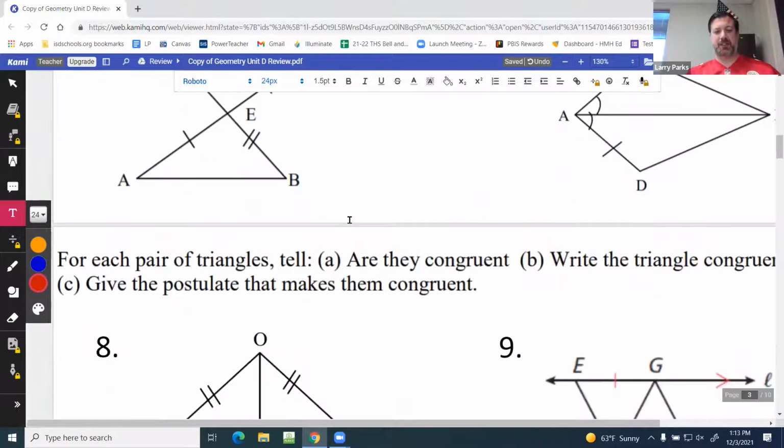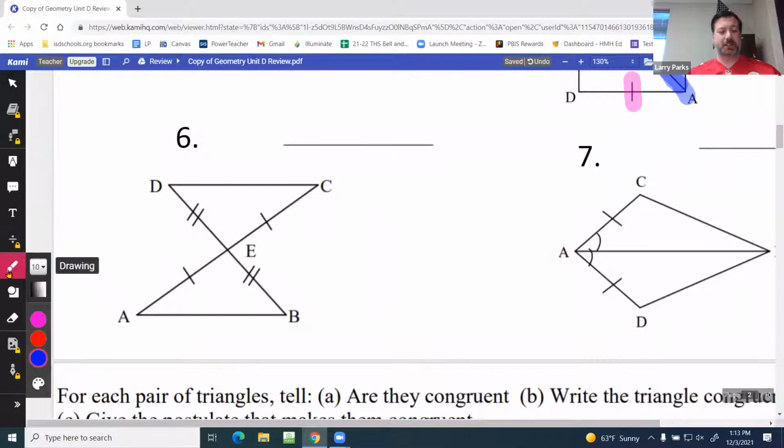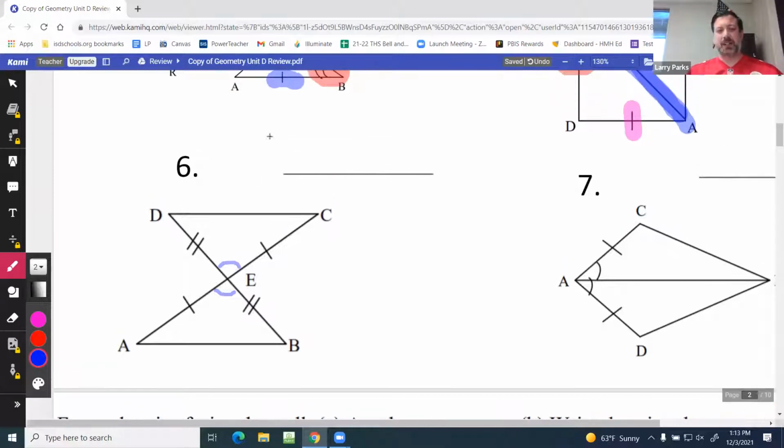Number 6. Let's see. I only know 2 pieces of information, but like I said before, you can almost always find your other piece here, vertical angles. So angle equals angle. Now we have S and S with an included angle. S and S with an included angle. So putting all that together, I'd get S, A, S.